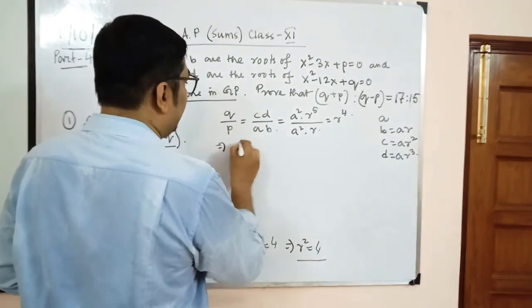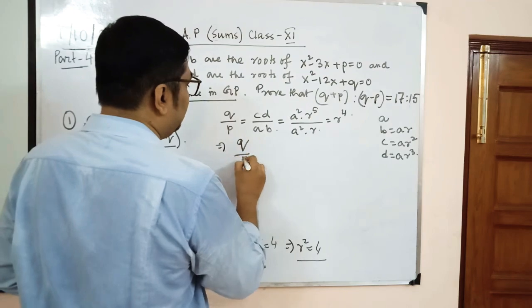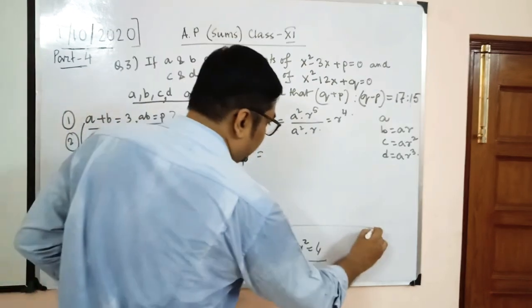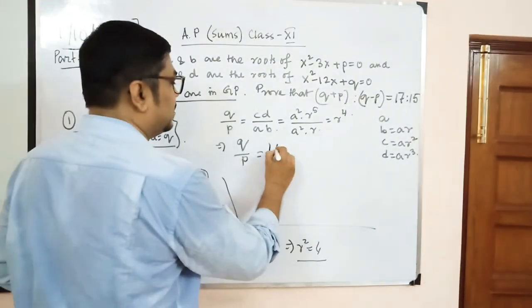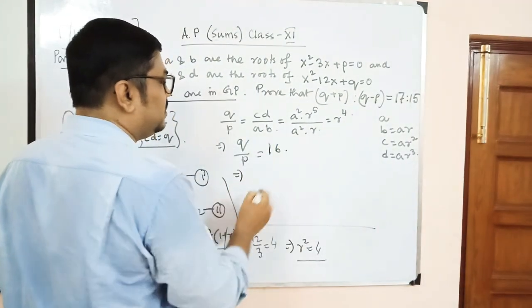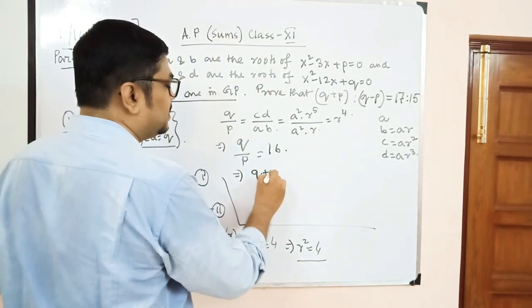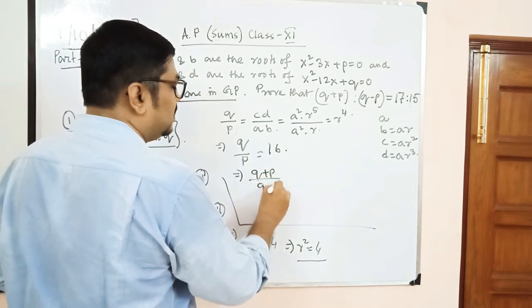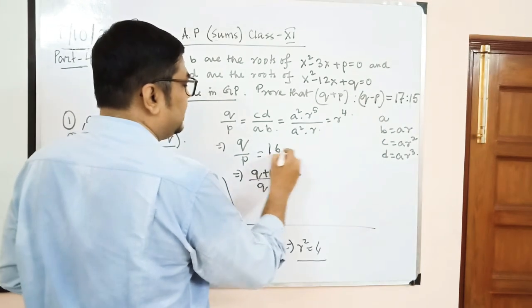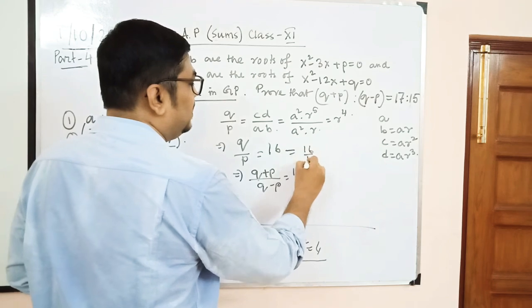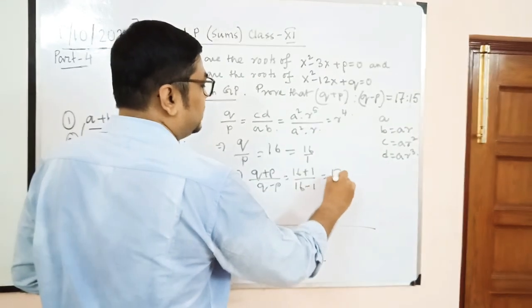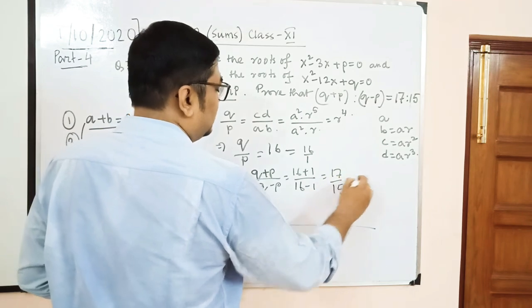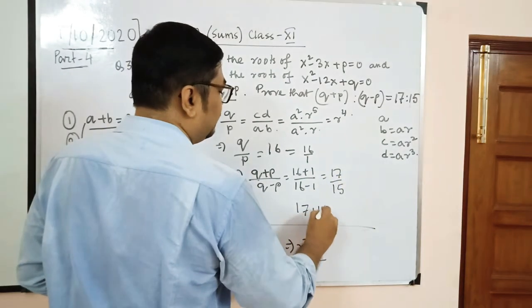So what happens over here? See, Q by P becomes what? R to the power 4 becomes 16 over here. After that, using componendo and dividendo, the sum will come Q plus P by Q minus P. So this becomes 16 by 1. So it becomes 16 plus 1 by 16 minus 1, which is 17 by 15. So it's actually 17 is to 15.